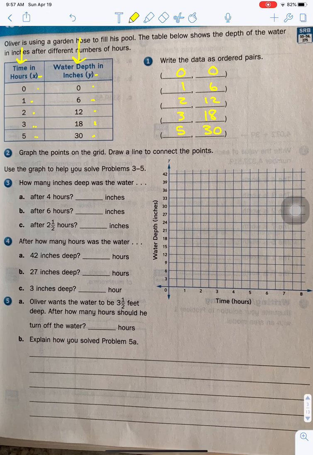Step 2. Graph the points on the grid. Draw a line to connect the points. So we're going to graph this, and we'll start with (0, 0). It'll be right here. (1, 6). Go over 1. So right here we go over 1 and then up 6. For number 2, we do (2, 12). So we go here, over 2, up 12.